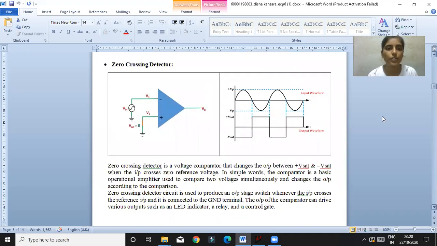Next is the zero crossing detector. This is the circuit of the zero crossing detector and its output. The zero crossing detector is a voltage comparator which changes the output between plus Vsat and minus Vsat when the input crosses the zero reference voltage. In simple terms, the comparator is a basic op-amp used to compare two voltages and it changes the output according to the comparison.